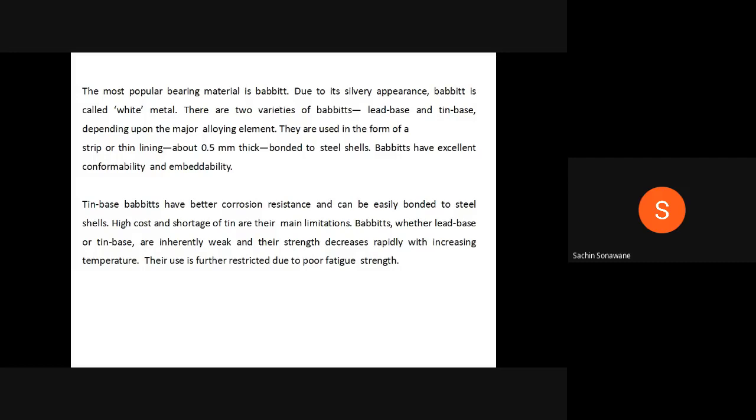Babbitts have excellent conformability and embeddability. Tin based Babbitts have better corrosion resistance and can be easily bonded to steel shells. High cost and shortage of tin are their main limitations. Babbitts, whether lead base or tin base, are inherently weak and their strength decreases rapidly with increasing temperature. Their use is further restricted due to poor fatigue strength.